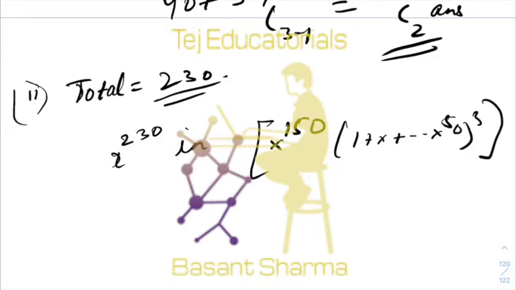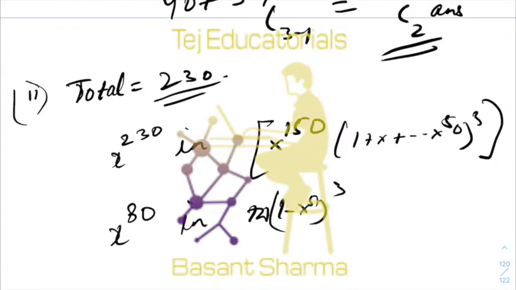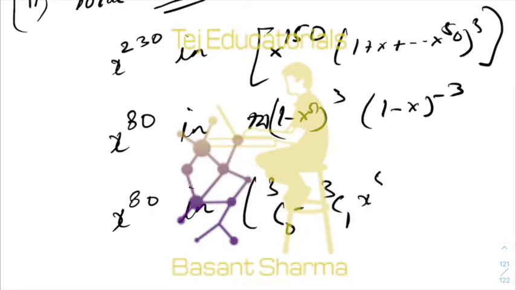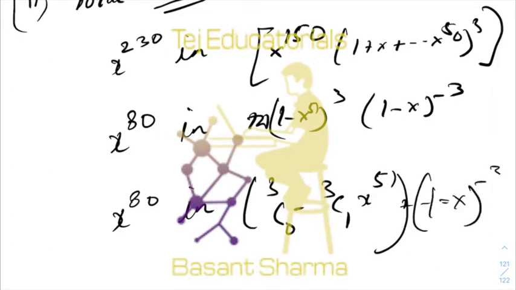All right, so this is nothing but the coefficient of x to the power 80 in (1 minus x to the power 51)^3 times (1 minus x) to the power minus 3. This is 3C0 minus 3C1, again the same thing. The remaining terms are not important because their power is more than 80, so you can ignore them and simply write this.